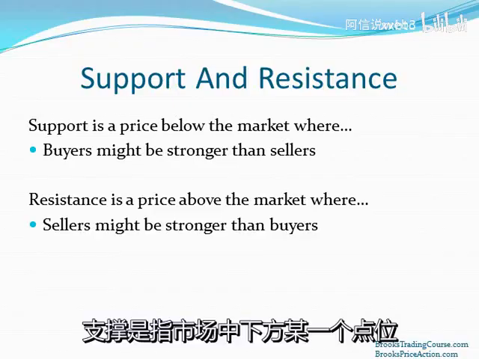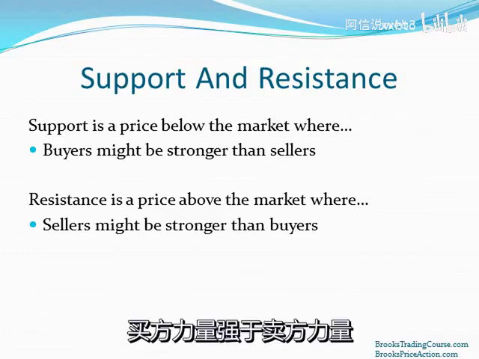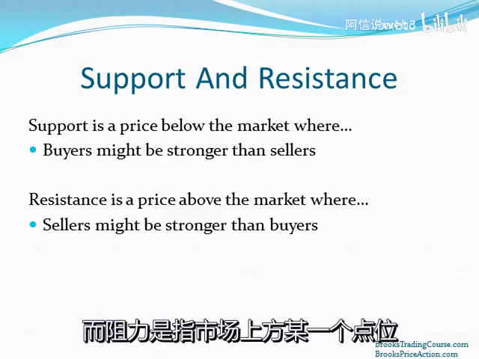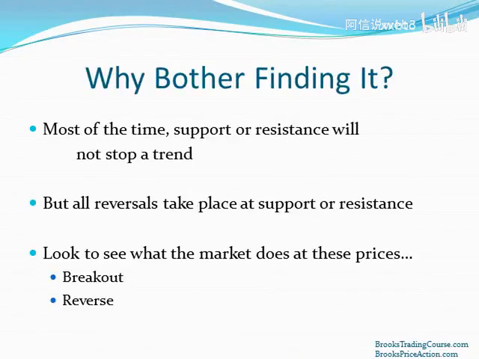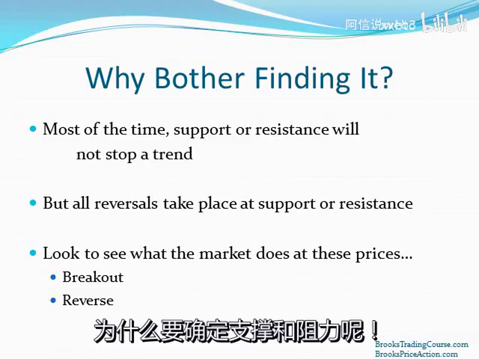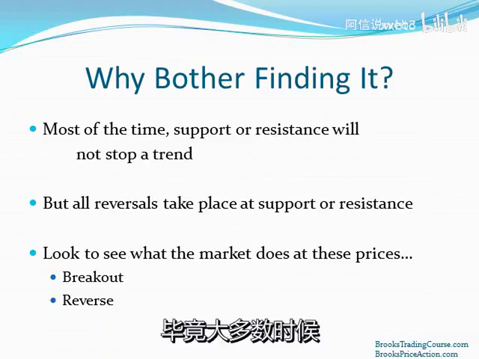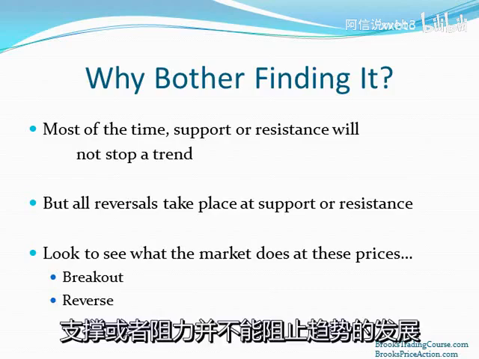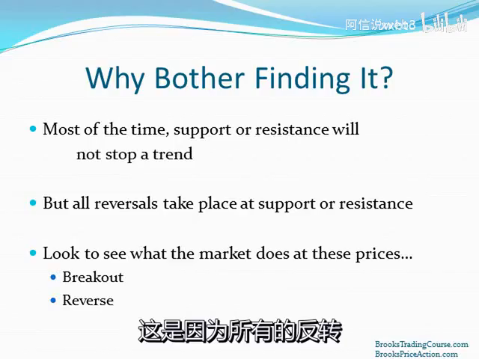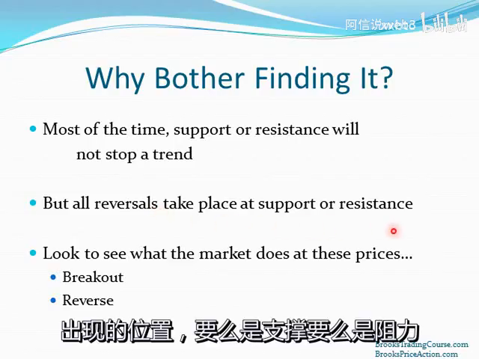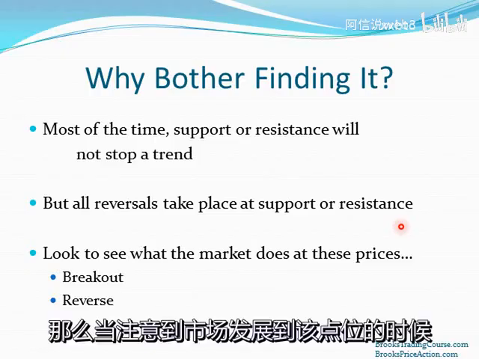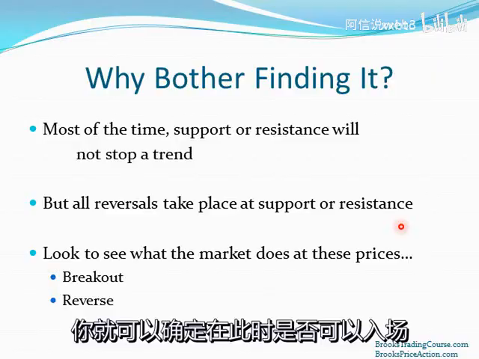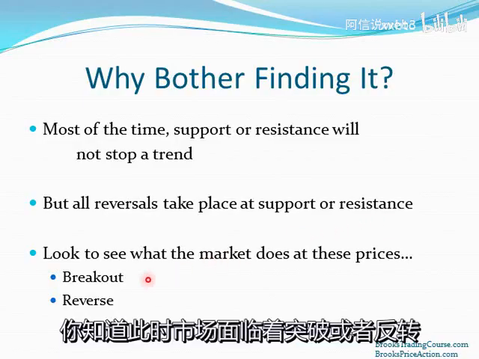Support and resistance. Support is a price below the market where buyers might be stronger than sellers, and resistance is a price above the market where sellers might be stronger than buyers. So why should we bother finding support and resistance, given that most of the time support or resistance will not stop a trend? It's because all reversals take place at support and resistance. So if you know where support and resistance is and you watch the market's behavior when it gets there, you're in a position to take a trade. You'll either look for a breakout or a reversal.